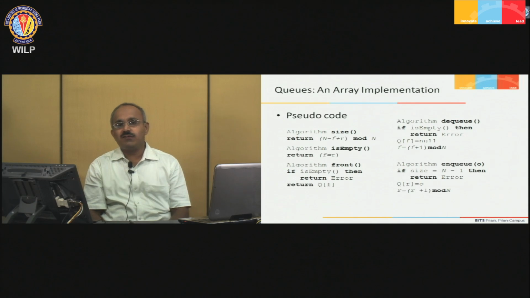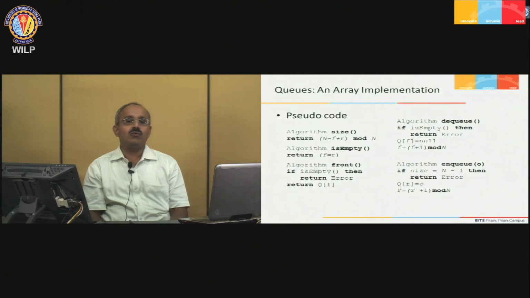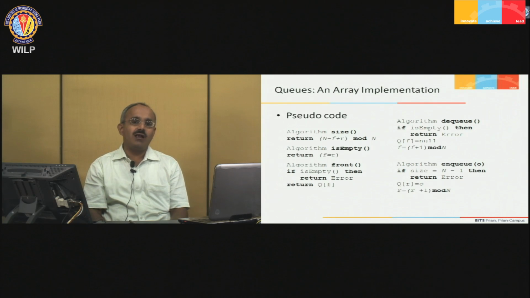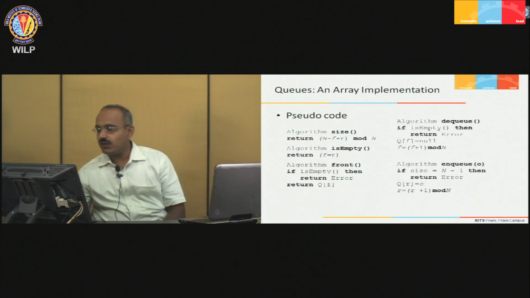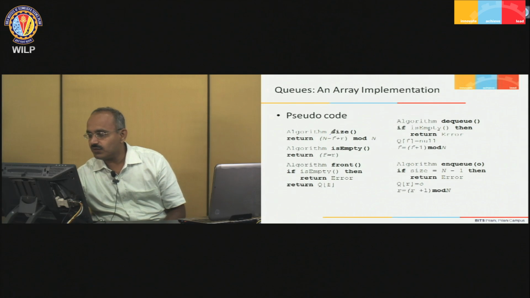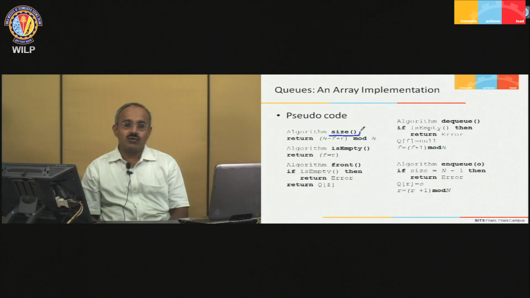Let us look at the simple pseudocode implementation of algorithms for the operations that we said we are going to do on the Q, that is NQ, DQ and the other operations that are going to support these operations. So what we need is the size of the Q. We said if the Q is full, then you cannot do an NQ operation. If the Q is empty, you cannot do a DQ operation.